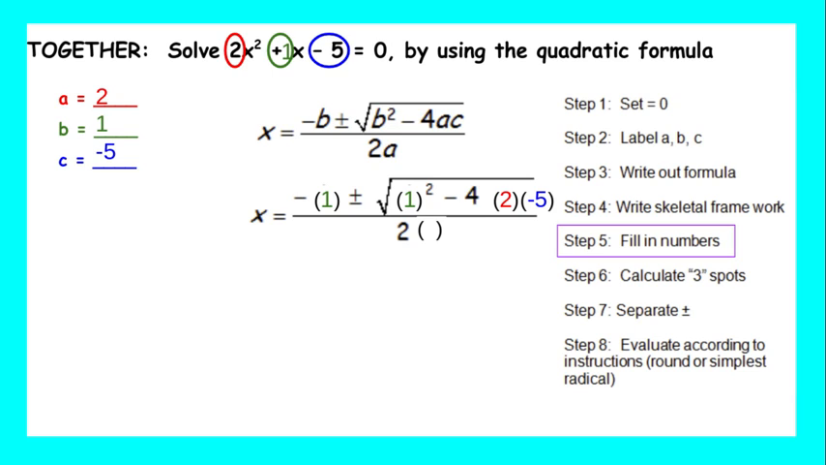And then C is negative 5 according to our key. And then on the bottom we have 2A. So A I'm going to replace with 2. Okay, so pause the video and make sure you get this down.